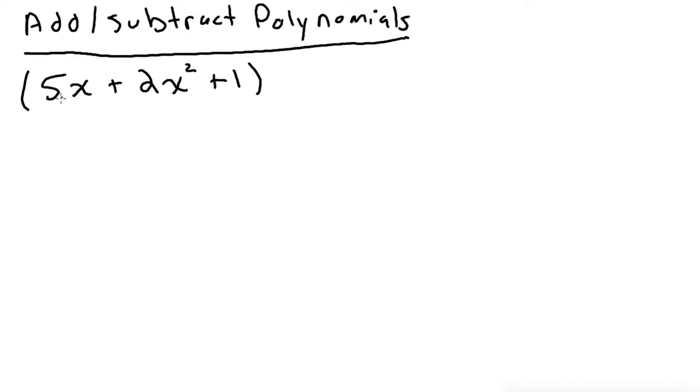The first part will be the 5x, the next part will be the 2x squared, and then the last part will be just a 1. And it's separated by an addition sign. I've got an addition sign here and an addition sign here. And now this could be a subtraction sign.